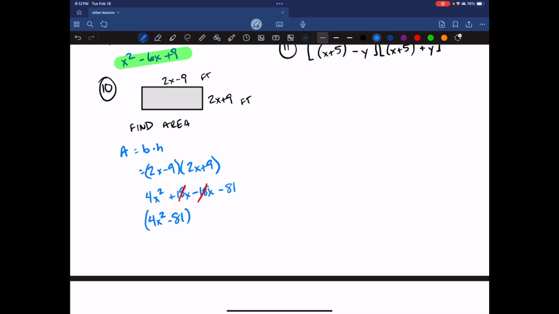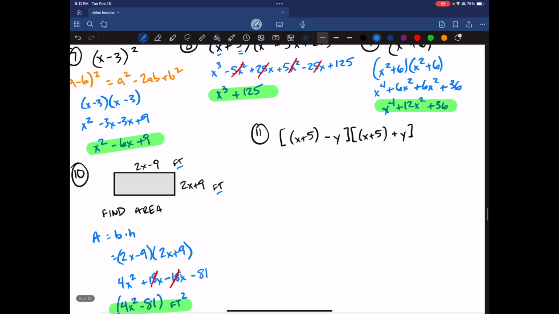And I'm going to write this one in parentheses just because when you're dealing with something like this, you have units to contend with. Right now I have feet and feet. When I multiply feet times feet, I get feet squared. So when I put my units on here, it applies to the whole thing. I'm just trying to be clear by wrapping it in parentheses. So that's going to be feet squared.